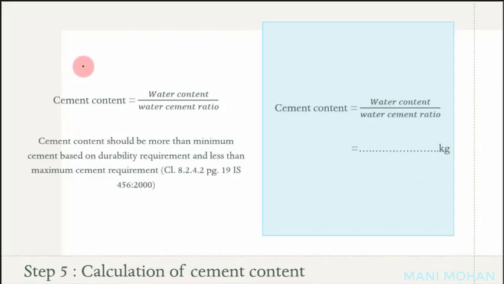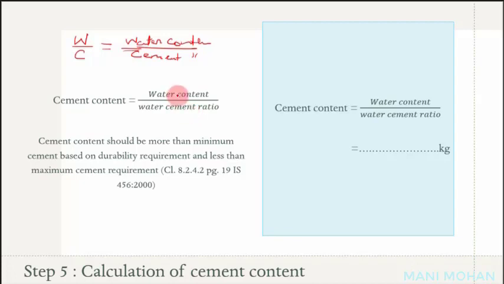Step 5, calculation of cement content. Now we see here you have the water to cement ratio. Water to cement ratio is what? Water content by cement content. So cement content will be what? Water content divided by water cement ratio. So this is the formula: cement content is water content by water cement ratio.